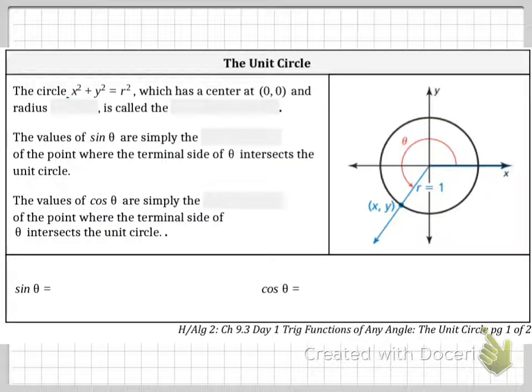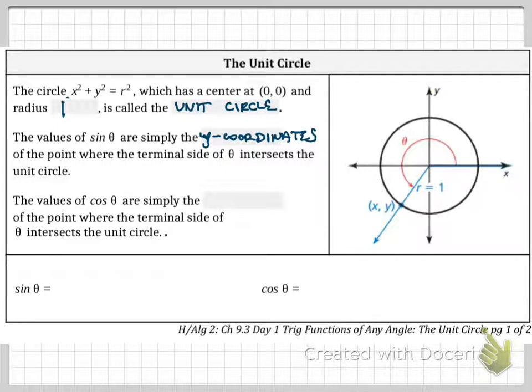The unit circle is here, and we see the circle x squared plus y squared equals r squared, which has a center at (0, 0). And the radius, in this case, is 1. This is called the unit circle. The values of sine theta, because the radius is 1, are just our y coordinates of the point where the terminal side of theta intersects the unit circle.